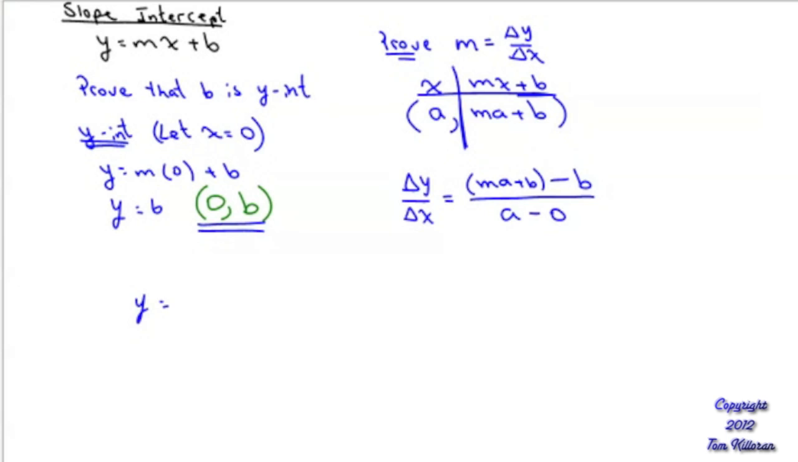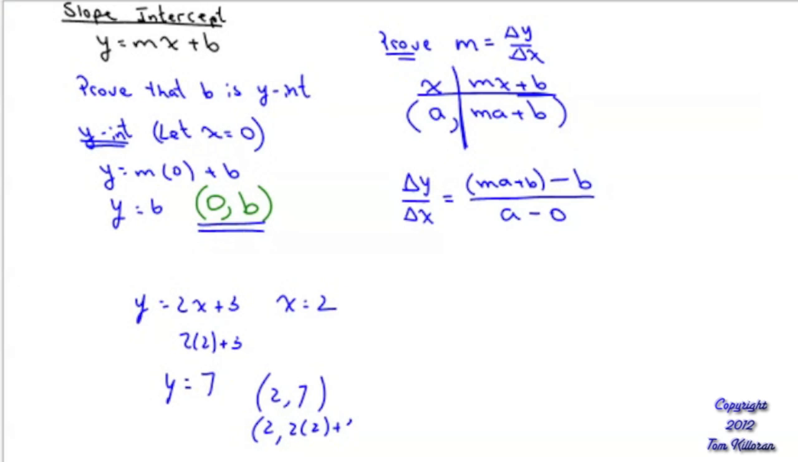How about this? If I go y equals 2x plus 3, and I say let x equal 2. If I say x is equal to 2, what do you do with the 2? You plug it in, and you get 2 times 2 plus 3. The whole thing is 7, and that's y equals 7. So when you write this as a coordinate, it's 2 comma 7. But it's also 2 comma 2 times 2 plus 3. You see what I'm saying?